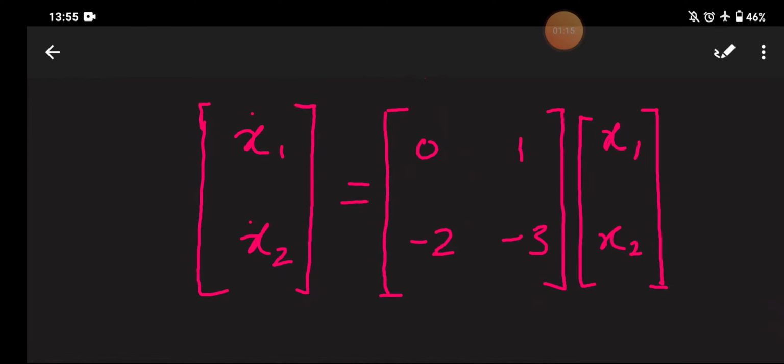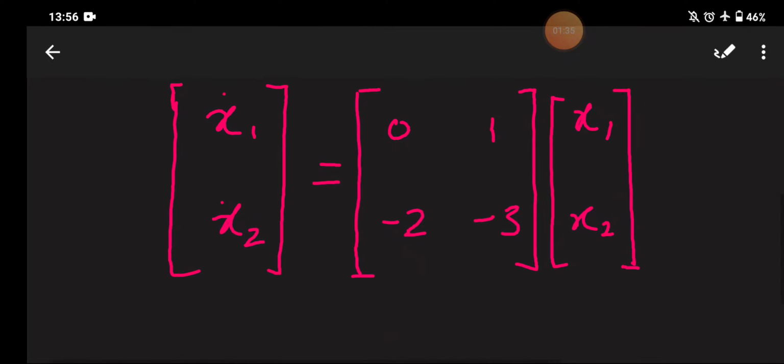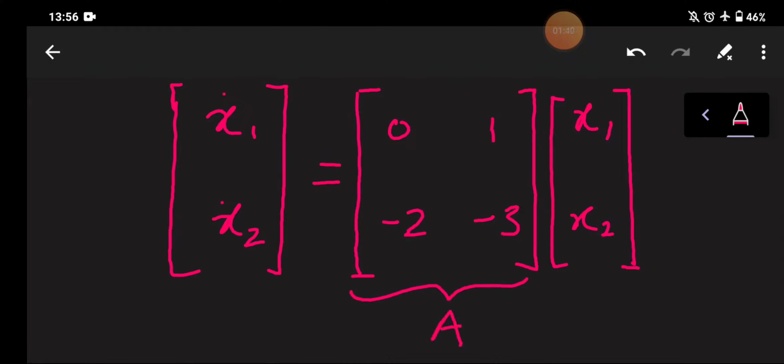Here we have two state variables, x1 and x2. So x1 dot, x2 dot, which is a state vector, is equal to the matrix 0 1, minus 2 minus 3, which is our matrix A, called the system matrix, times x1 x2, which is our state vector. Now we have to determine the state transition matrix.